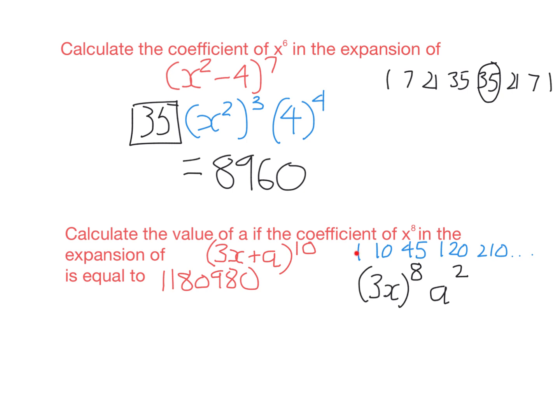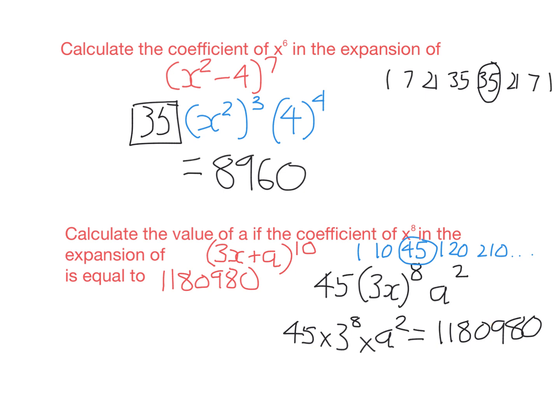This will be x to the power of 10 term, x to the power of 9, x to the power of 8. This is the number that we want, 45. So I'll put that out the front. So because the coefficient of x to the power of 8 is this number here, all of these numbers, when we multiply them together, must equal that. So I have 45 times 3 to the power of 8 times a squared equals that number. So now I simply divide this number by 45 times 3 to the power of 8.